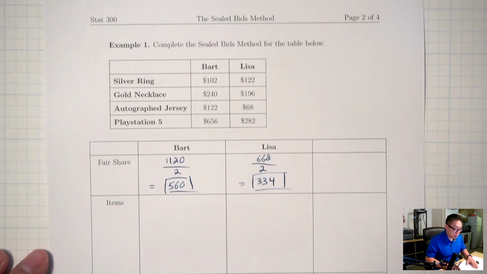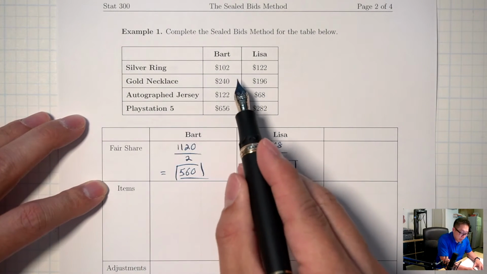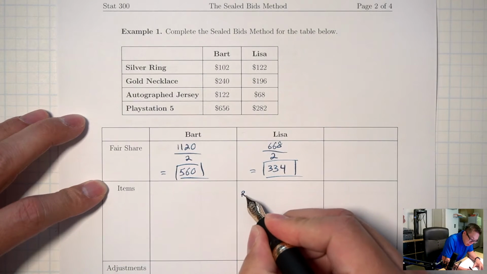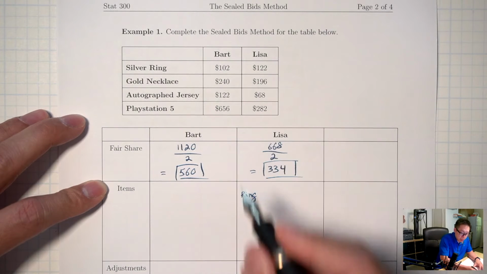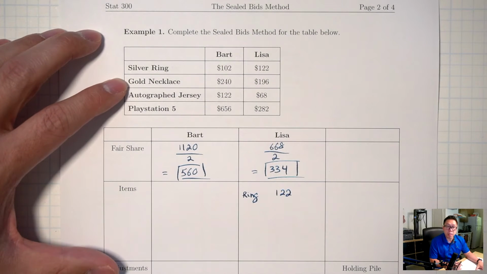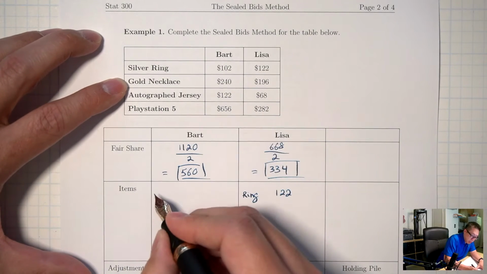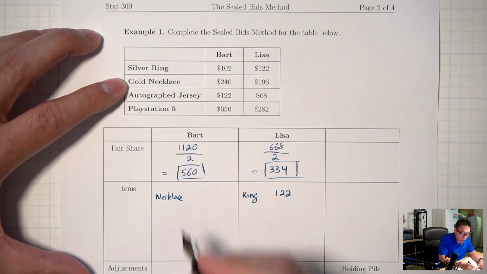Okay, next step is to actually give out the items. For each item, whoever bids more is going to get the item. So first is the ring, 102 versus 122. So Lisa is going to get the ring. And I'm going to keep track of what each item is worth to each person who gets it. So the ring Lisa got is worth 122 to Lisa. Next up is the necklace, 240 versus 196. Bart's going to get it, which is worth 240 to him.